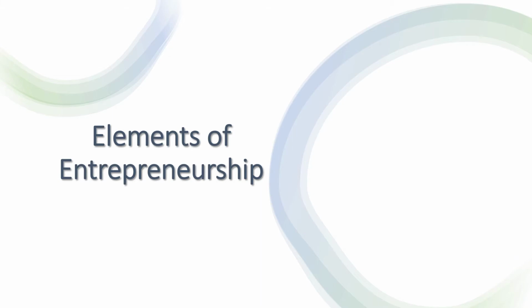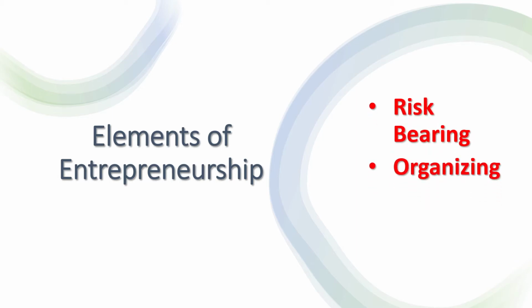In this particular session we are going to talk about the elements of entrepreneurship first, followed by the characteristics of entrepreneurship. So let's see what are all the elements associated with entrepreneurship. First is risk bearing, second is organizing, third is innovating. These are the three elements associated with entrepreneurship. Let's talk about them in detail.